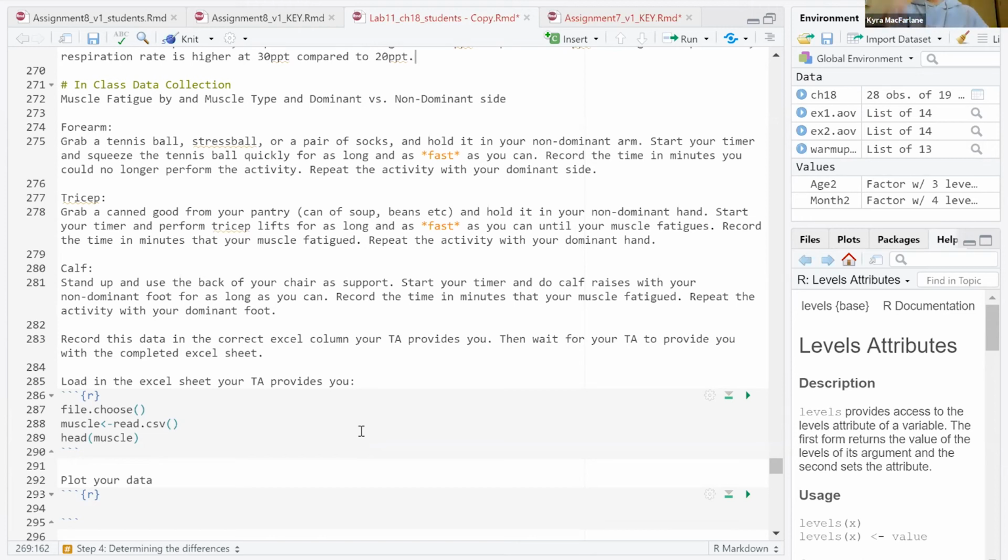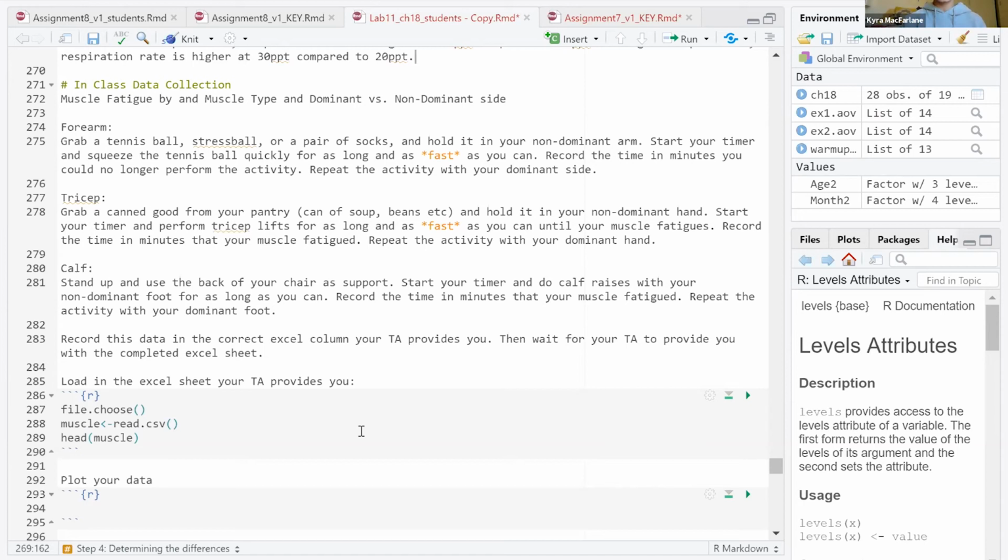For calf, you're going to hold on the back of a chair or against a wall, stand up on one leg, and do calf raises with your dominant and non-dominant foot for as long as you can until it starts to burn. Record the time, and let's do seconds for these measurements. It'll be easier to do.